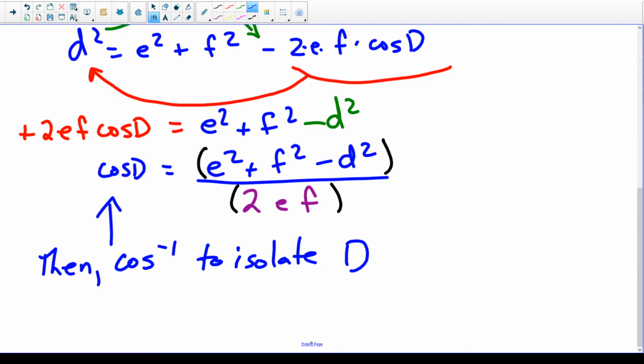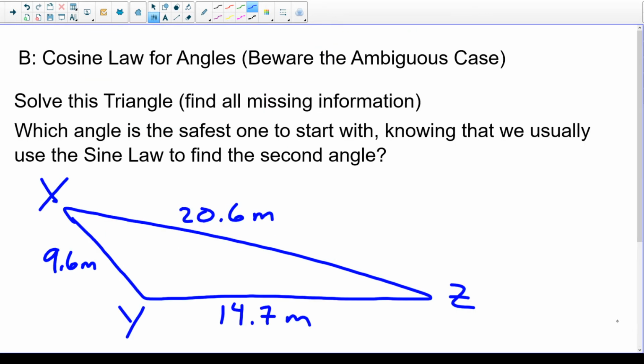Okay? So let's move over to the numerical example of this. Now, I've got your numerical example down here, but I want to discuss the fact that we are going to have to beware of the ambiguous case, and that's going to come up in a minute. All right, so you just keep that in mind.